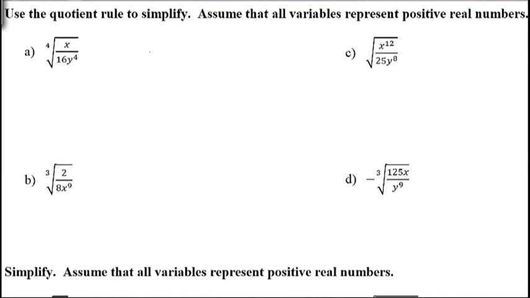In these, we're going to use the quotient rule. The quotient rule is the same thing, only it's for division instead of multiplication. And so the fourth root of x divided by 16y to the fourth, we could rewrite this as the fourth root of x divided by the fourth root of 16y to the fourth. And we can't simplify the fourth root of x, but we can simplify the fourth root of y to the fourth. The fourth root of 16 is 2, and the fourth root of y to the fourth is y.